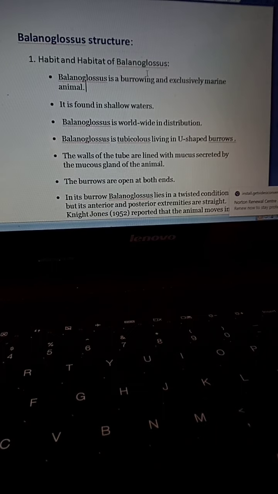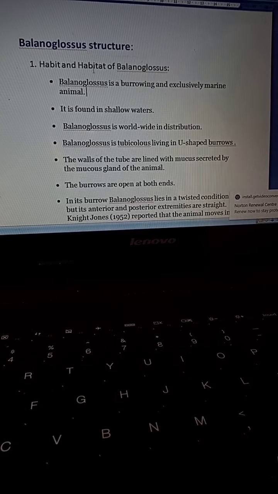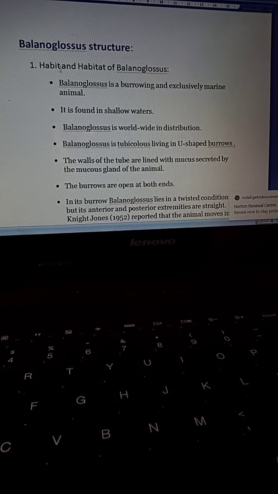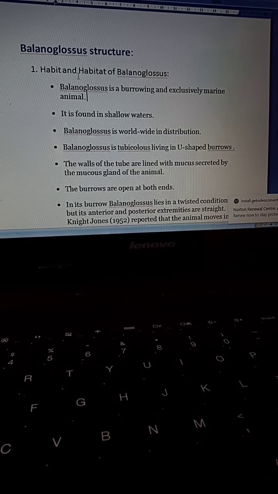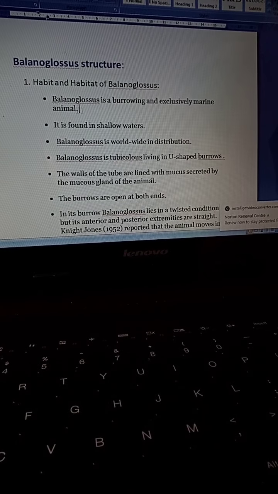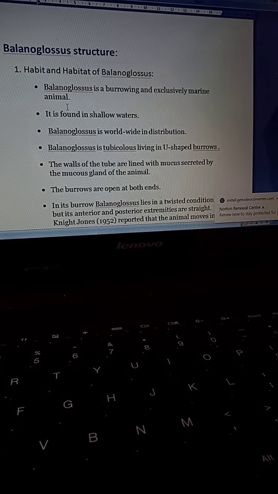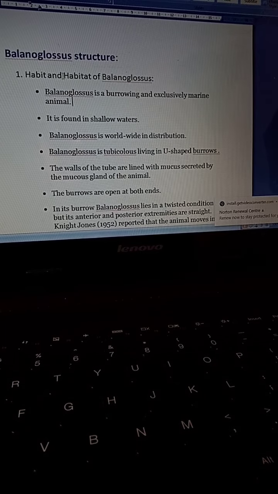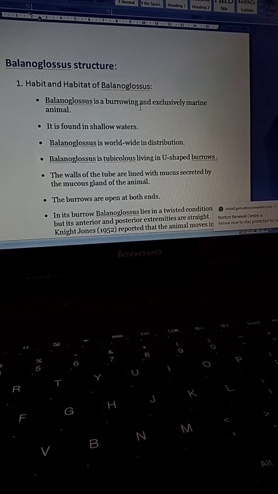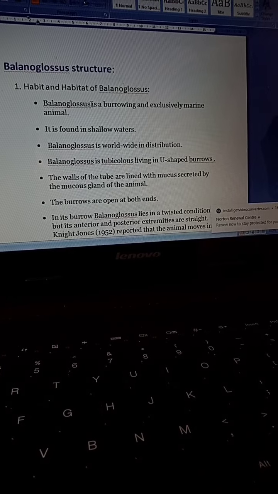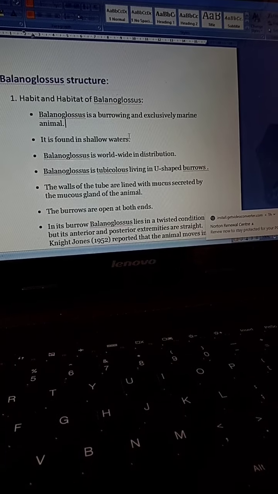Here, habit means its nature, and habitat means where it lives, the place. The Balanoglossus is a burrowing and exclusively marine animal. We keep repeating this point: hemichordates live in marine water. So Balanoglossus is also a burrowing animal. Burrowing means it lives under the sand. It burrows the sand and lives under the sand, or mud, and it is exclusively a marine animal.